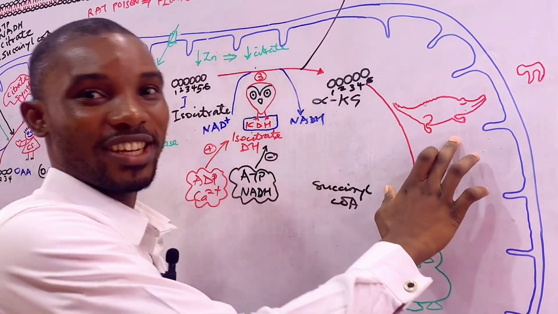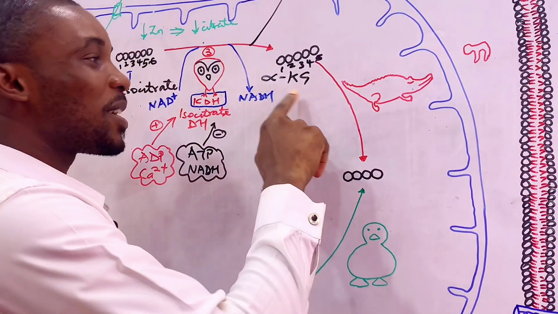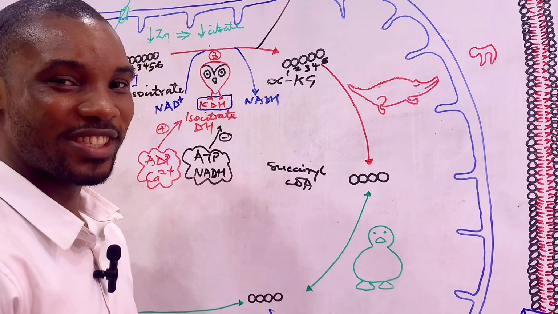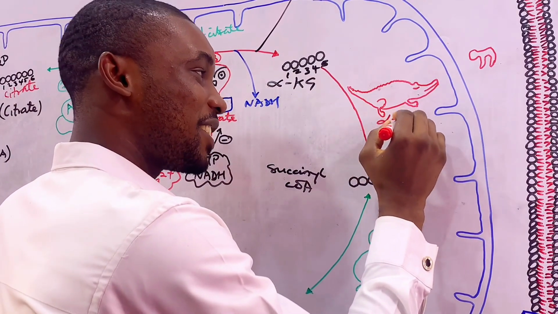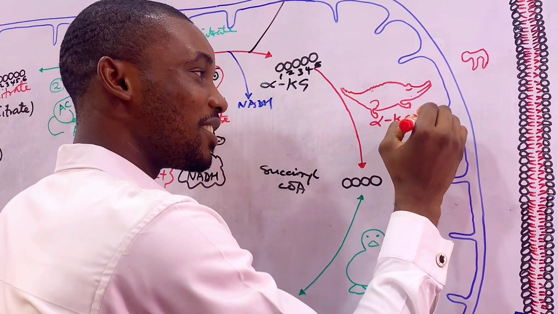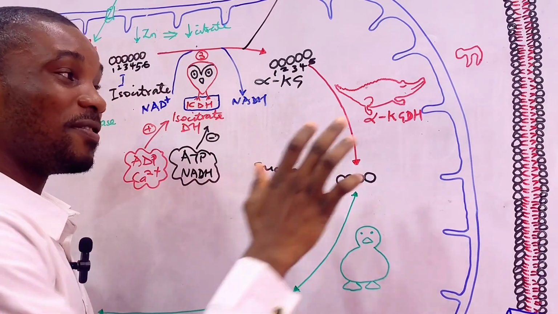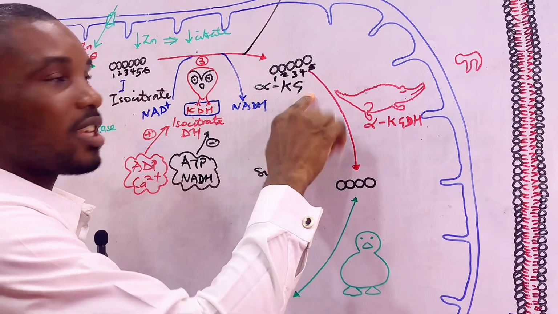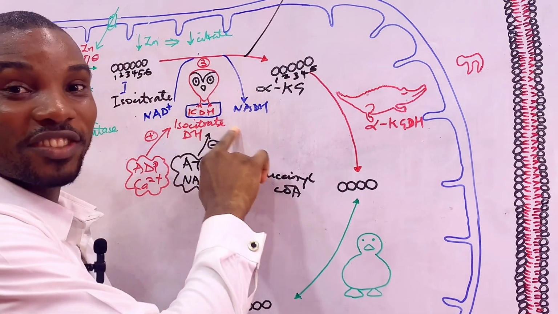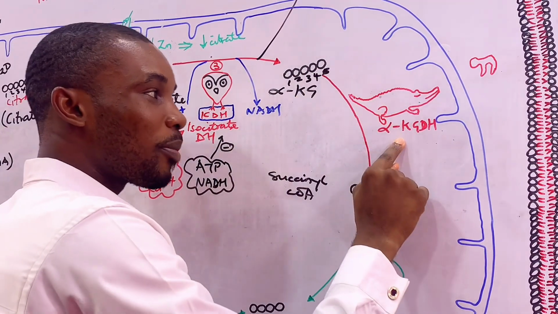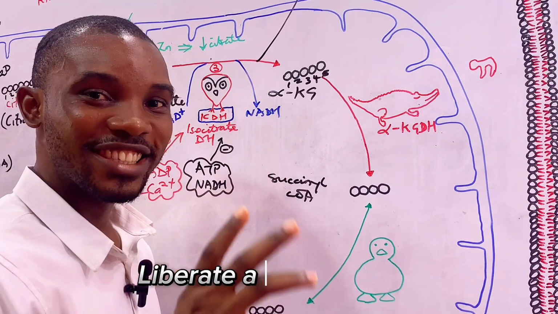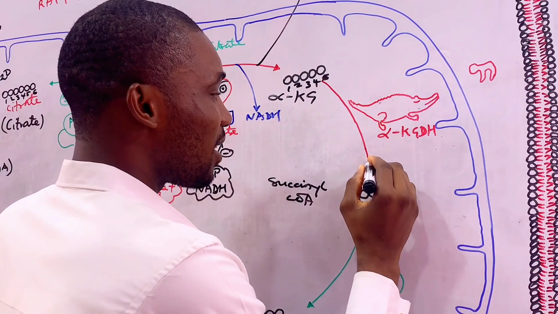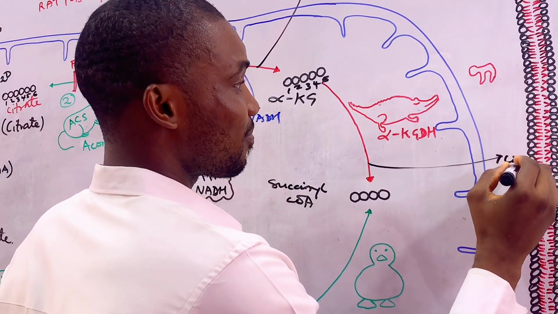Now we have our big boy over here. Big boy known as alpha ketoglutarate dehydrogenase. Please, if you don't know this enzyme, you don't know the TCA cycle. This enzyme is very important. Okay, now listen carefully. Alpha ketoglutarate was formed earlier by isocitrate dehydrogenase. Now, this big boy over here would liberate a carbon atom in the form of CO2. So we have our CO2 rushing out of the cell.